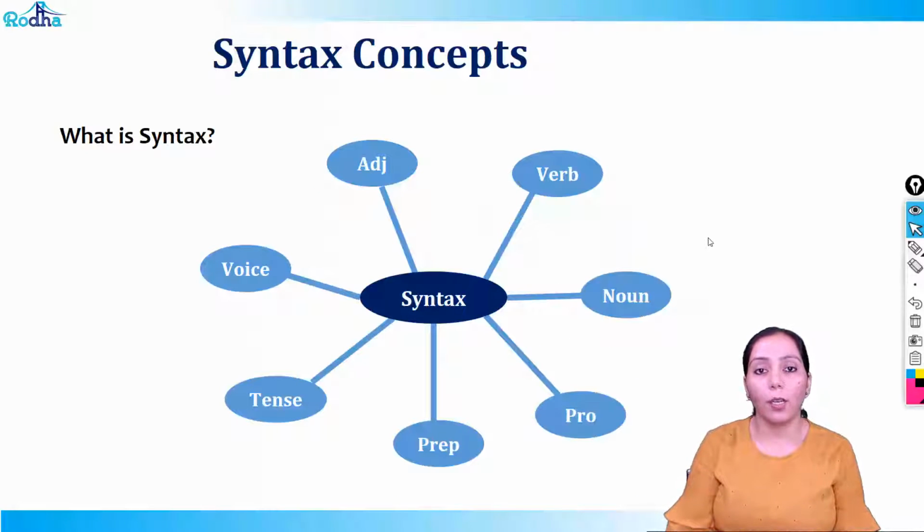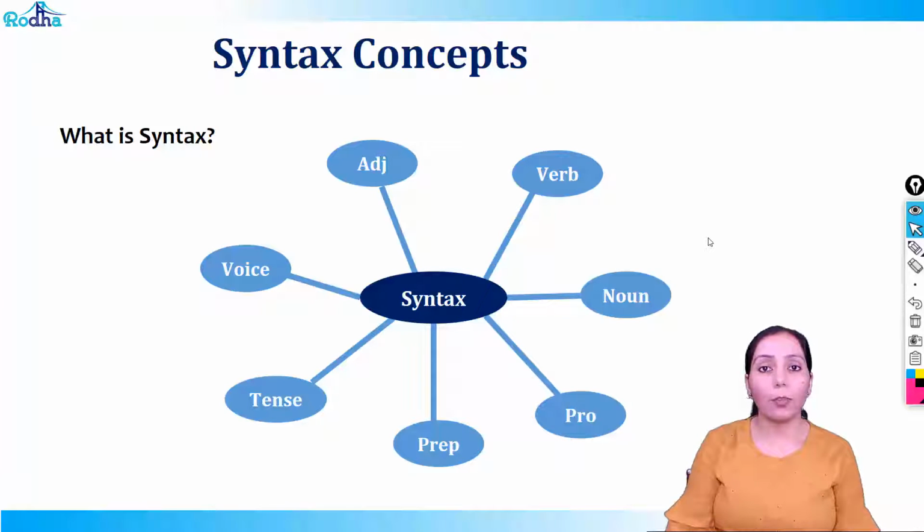Friends, now our next session in grammar is the most important chapter, which is going to come in SSC as well as bank exams: syntax. Syntax is also known as subject-verb agreement. From the name itself you can understand that subject-verb agreement means the subject, that is noun, and verb, you all know. There should be an agreement between them so that the statement is correct.